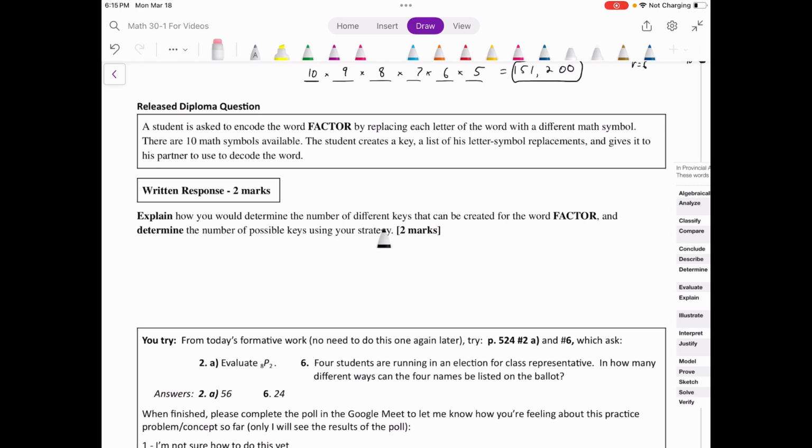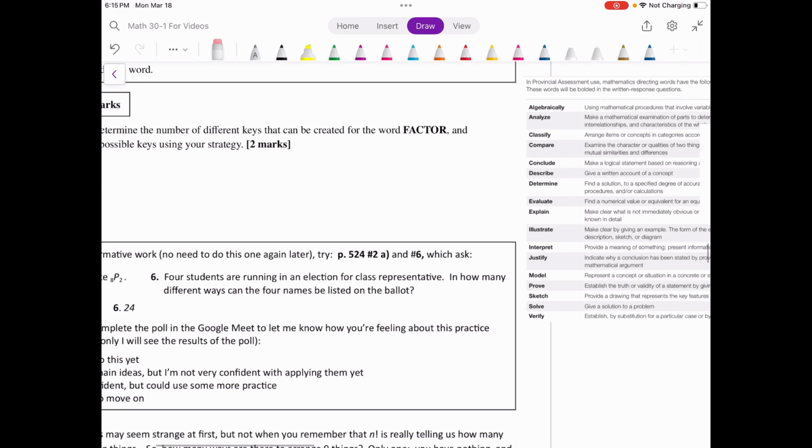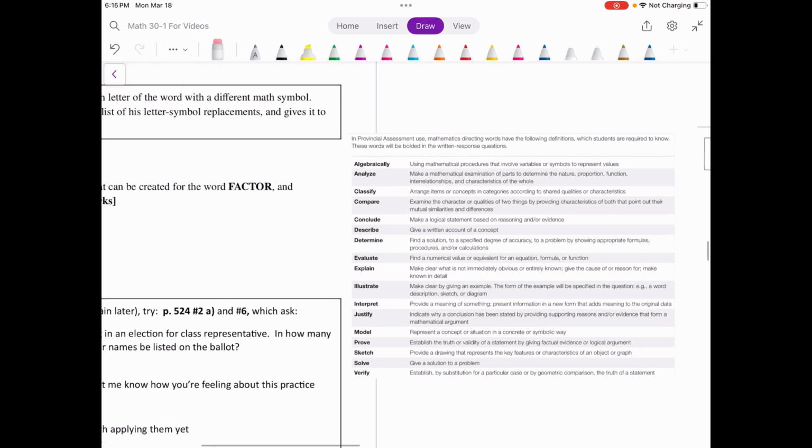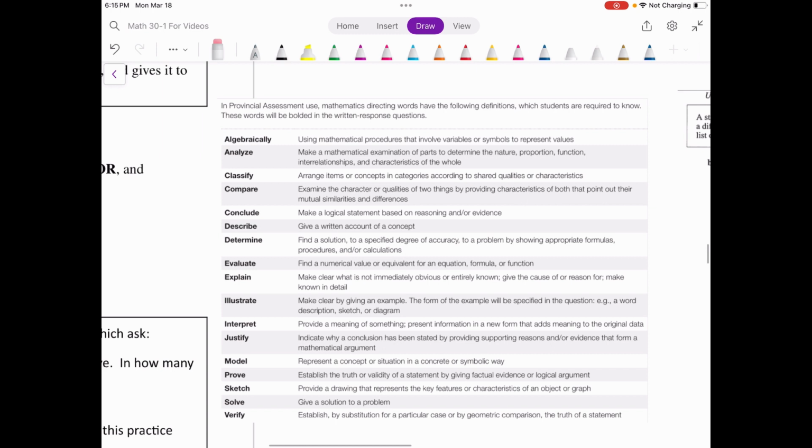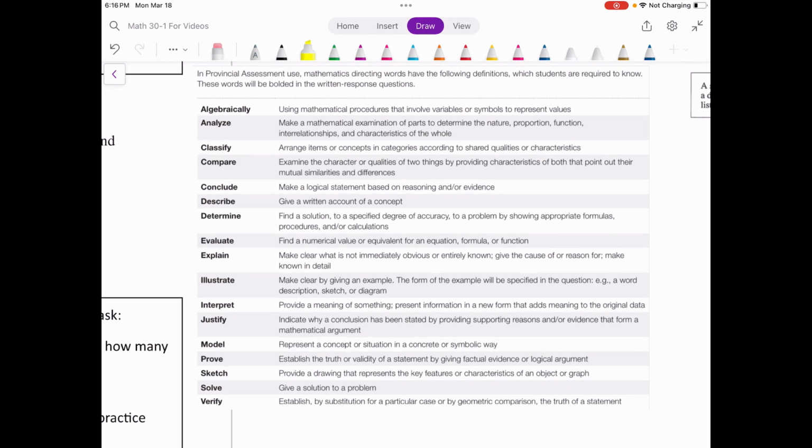Okay, so this bolded directing word, explain, that is important. That means something. This has all been shared with you, or at least it will be soon as we get closer to the diploma. This is the list of terms. This comes straight from Alberta Education, so they don't just choose their words willy-nilly. Every word they use has a connected meaning. So when they say explain, they are wanting an explanation.